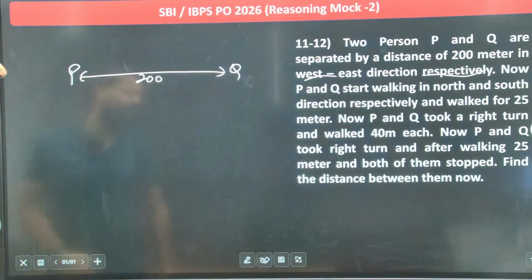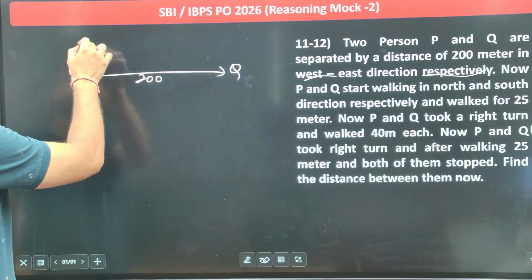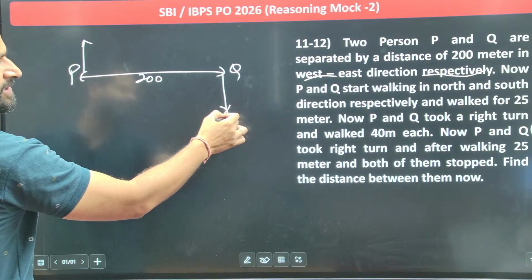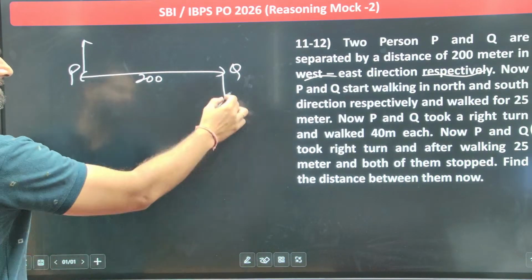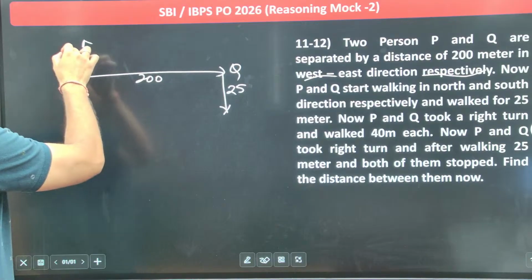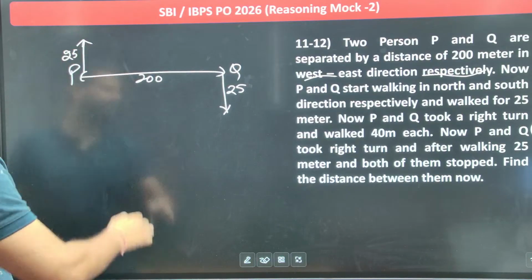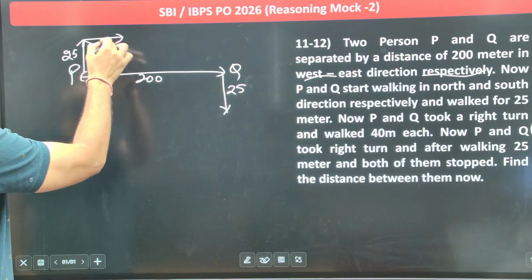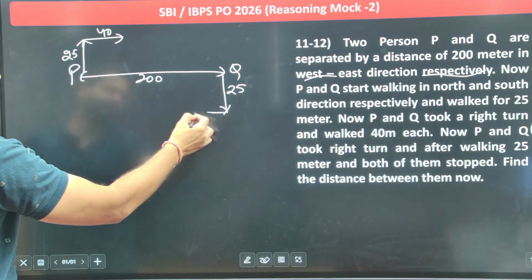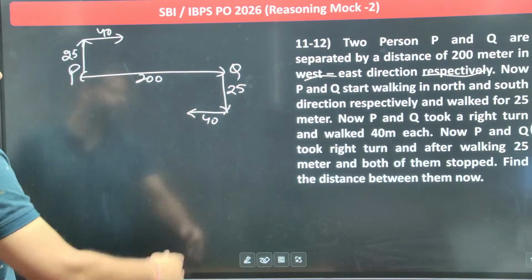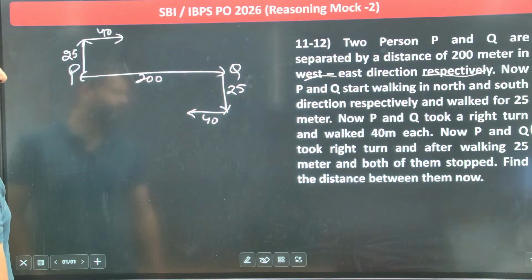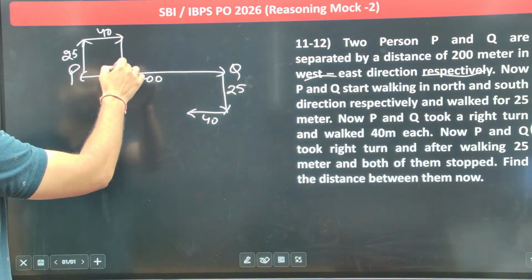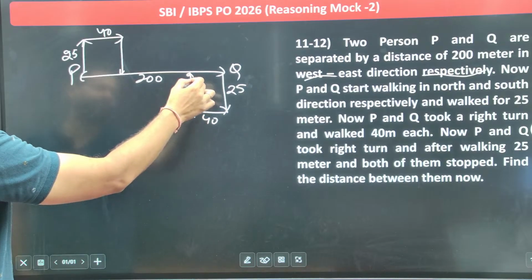P and Q start walking north and south. P is going in the north. Q is going in the south direction. 25 meters. This is 25. This is 25. Now P and Q turn right 40. This right is 40 and this person's right 40 will be in this direction. Now P and Q took a right turn and 25 meters. From here right it is 25. From here right it is 25.